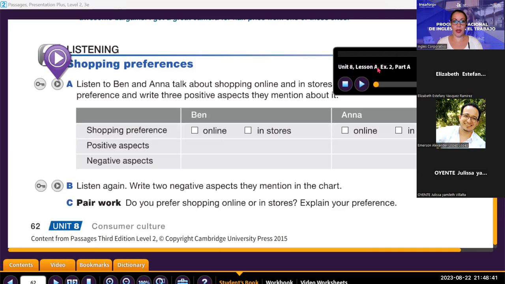Did you get the three positive aspects and the shopping preferences for Ben and Anna? Or do you need to listen one more time? One more time, please. Okay.